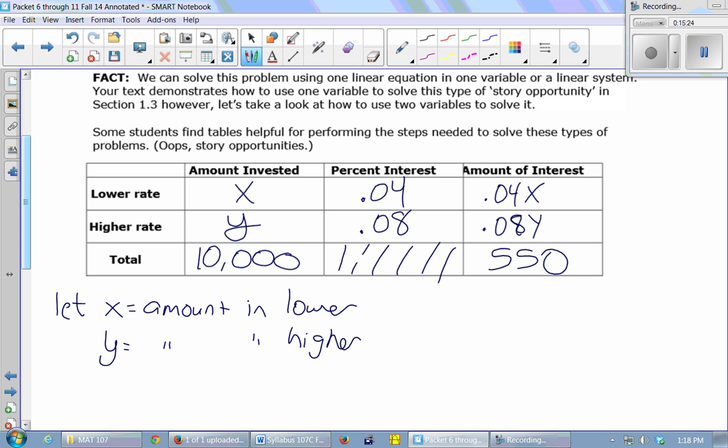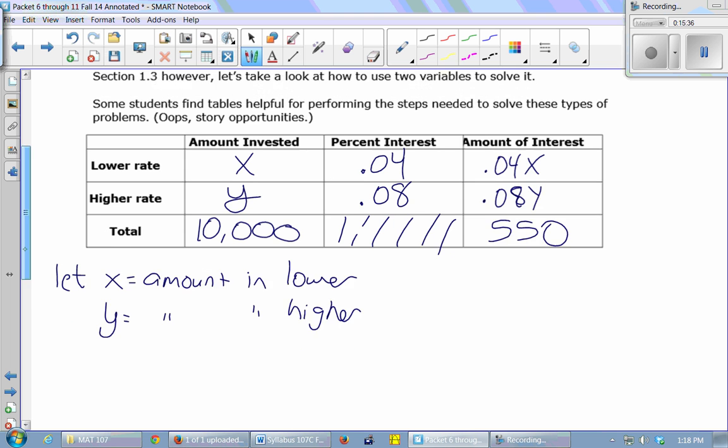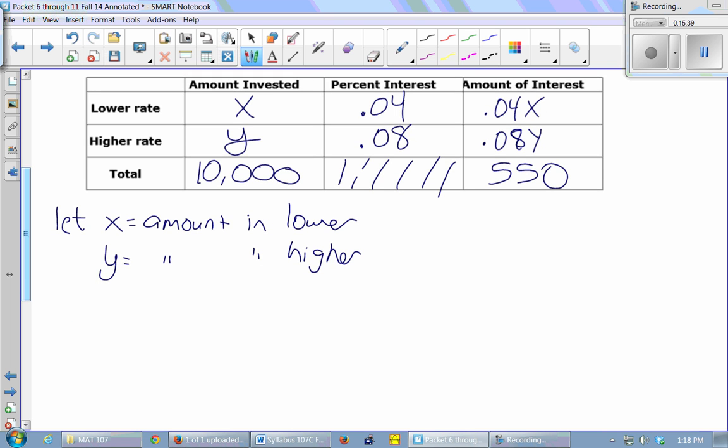All right, so now I have to look at all this information that I've now organized nicely into a table and figure out what equals what. And I have two unknowns in this table, so I need two equations. What equals what? Yeah, Tyler. 0.04x plus 0.08y equals 550. Good. So that is because if you earn this much interest from the lower rate fund and this much interest from the higher rate fund, when you combine them, you get a total interest of 550.